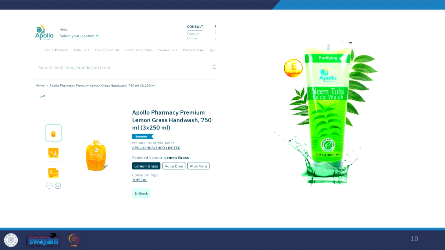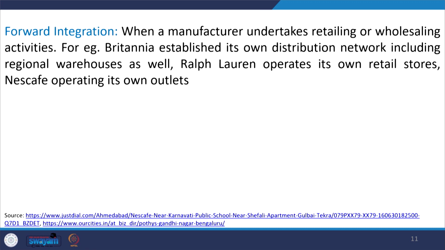What you see on screen now is another example of private label, which belongs to Apollo Pharmacy. What they have is their own manufactured hand wash as well as face wash. So even if you get to visit Apollo Pharmacy, just try to see around what kinds of private labels they are selling, and you will be fascinated to see the kind of product categories as far as private labeling is concerned that they have ventured into. Now I hope you are clear with the concept of backward integration.